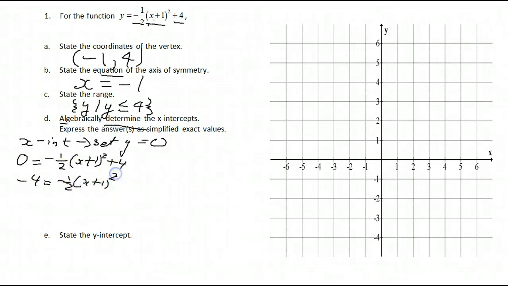I want to get the (x plus 1) squared by itself. Let's get rid of this negative 1/2. How am I going to do that? I could divide by negative 1/2, but I'm going to multiply by negative 2. Negative 4 times negative 2 is 8. Negative 2 times negative 1/2 is 1. So now we have isolated the (x plus 1) squared. Next step, square root both sides.